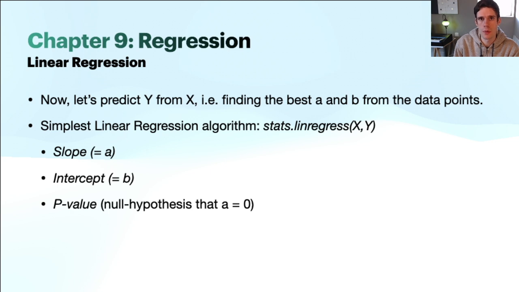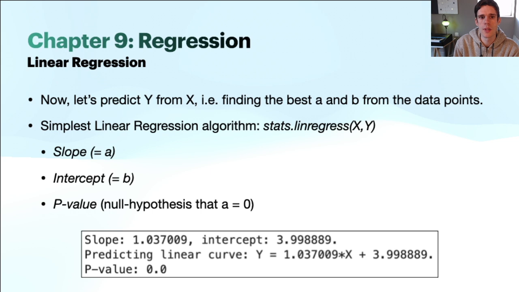So for our example, meaning the datasets that we just generated in our Jupyter notebook, we get the following results. We get a slope, or a value for a, of 1.04, and we get an intercept, or the value for b, of roughly 4. Now this means that we have a predicting linear curve of y is equal to this number a times x plus this number b.